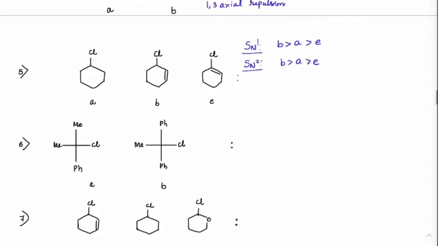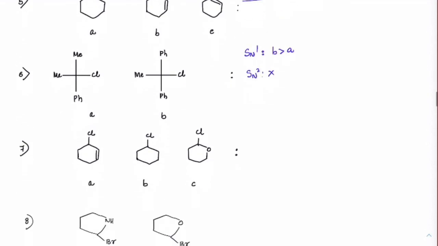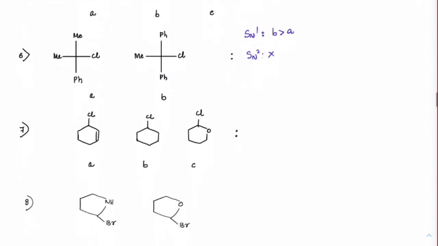Right. Next one. Here you can check out there are two methyl groups, one phenyl group, two phenyl groups, one methyl group. So we just learned that SN1 would be better for B greater than A. SN2 not valid, okay, because they are tertiary. You will never see SN2 happening there. Keep a note of that.